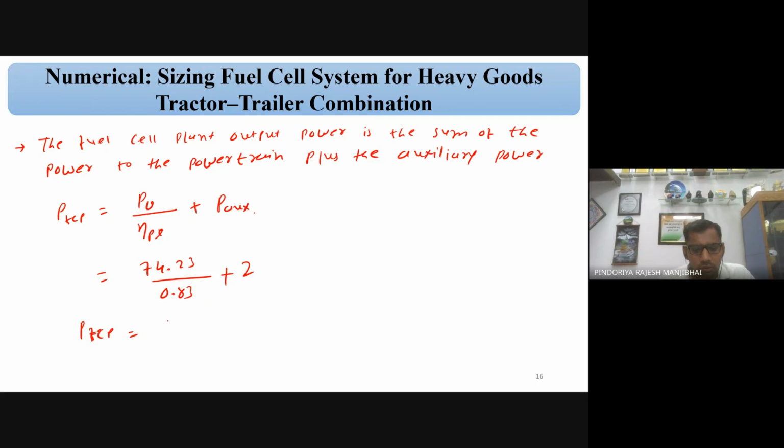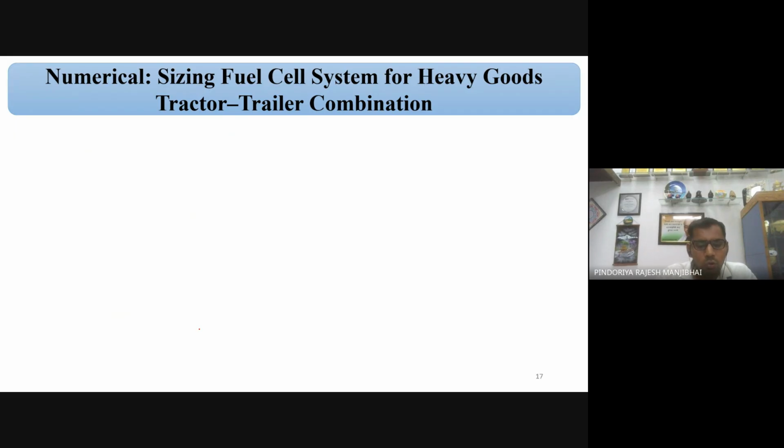P FCP. So as per my calculation, there is 89.33 kilowatt. Is it correct? Please cross verify. 89.33 kilowatt. Correct? Yes. Now the overall, because it is for the 8 hours, correct?